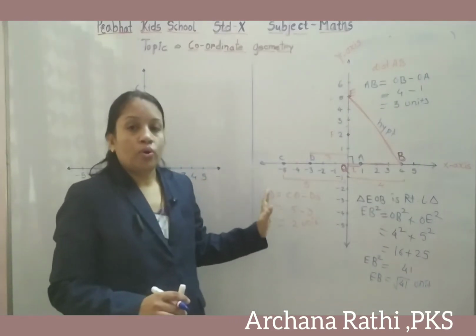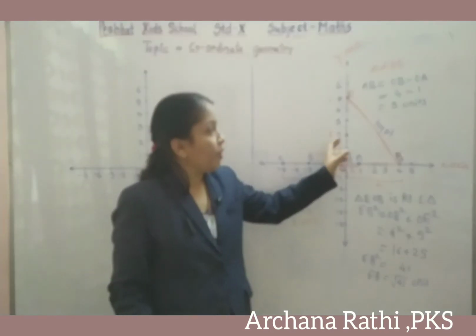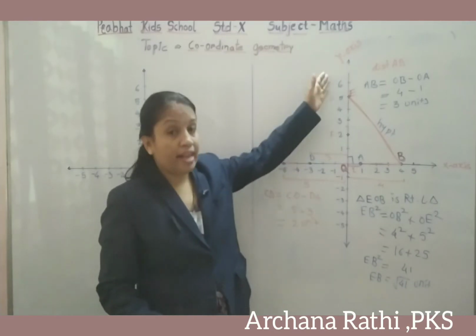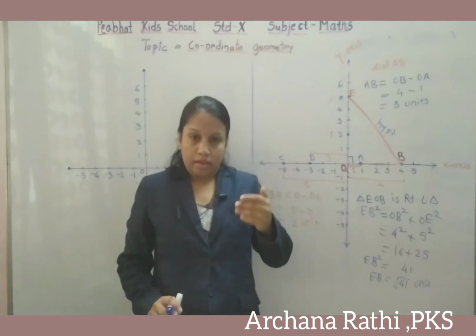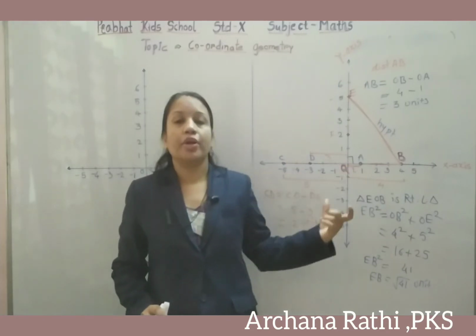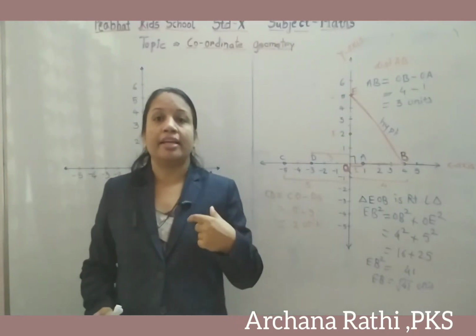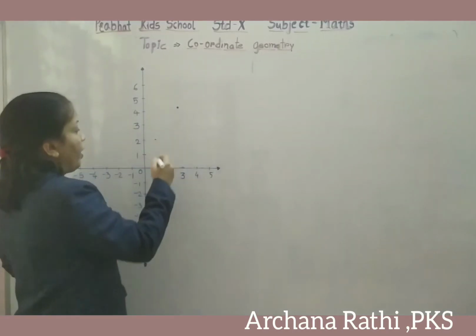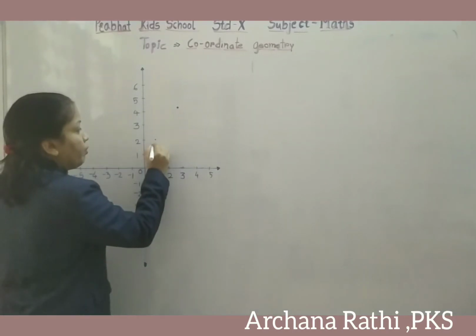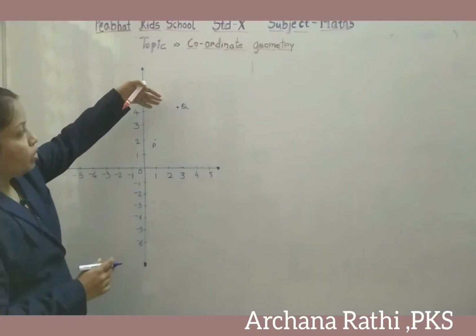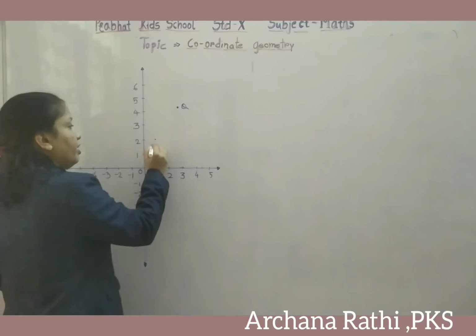This is how to find the distance between any two given points if the points are lying on the axis itself. Next we are going to find how to find the distance between any two points if the points lie in any of the quadrants. Let us see how to find the distance between the points P and Q, both lying in the first quadrant or any of the quadrants.